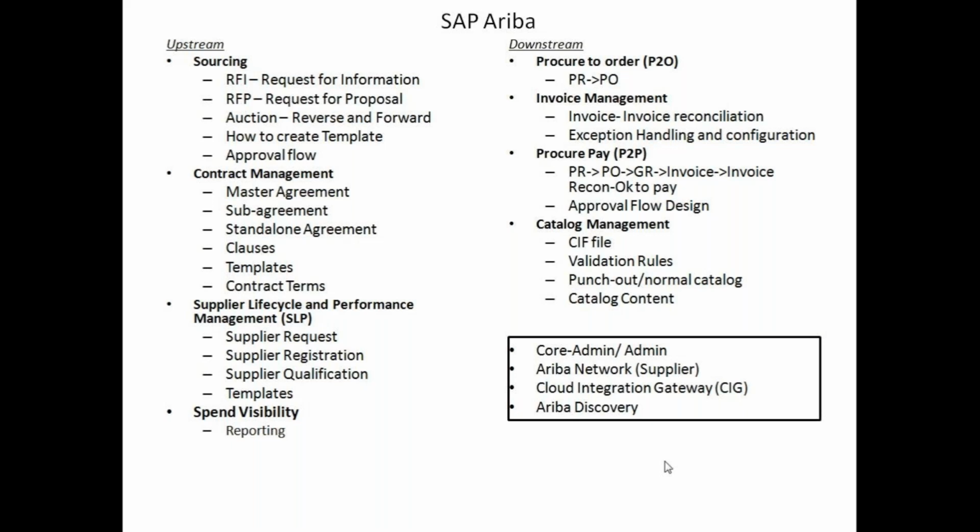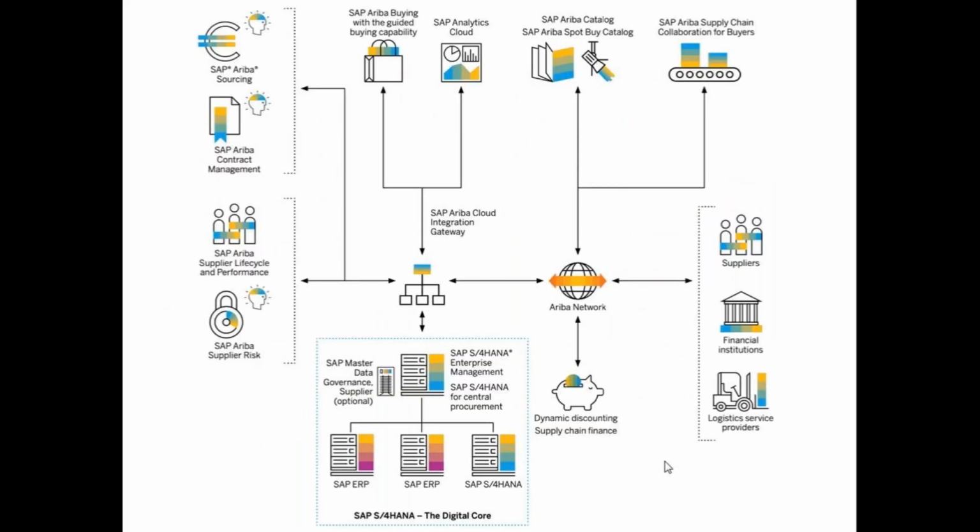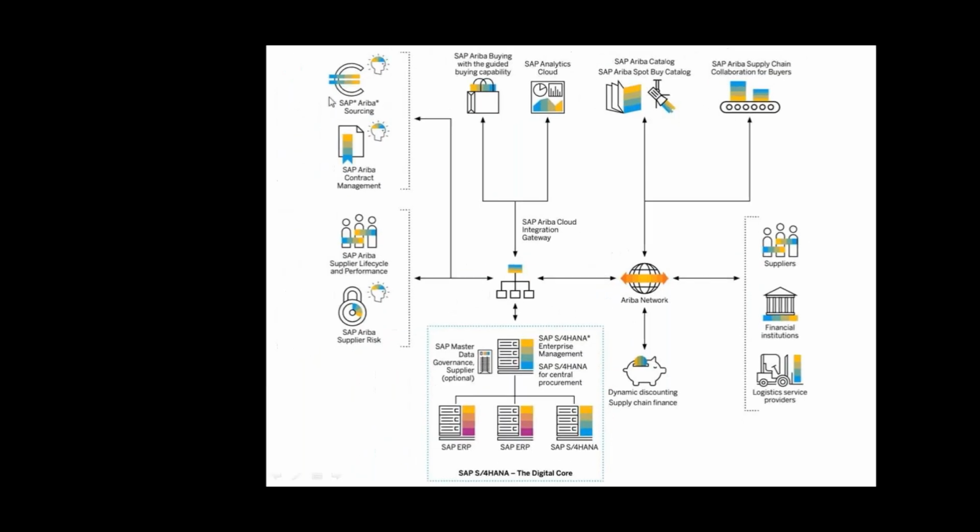Let me show you this also. This is the basic architecture diagram. Here, these are our Ariba modules. You look into here, these are for Ariba sourcing and contract management. This is our downstream side. So this is Ariba, which we are going to cover in our training. Then this is the middleware and this is your HANA system. So this is integration.